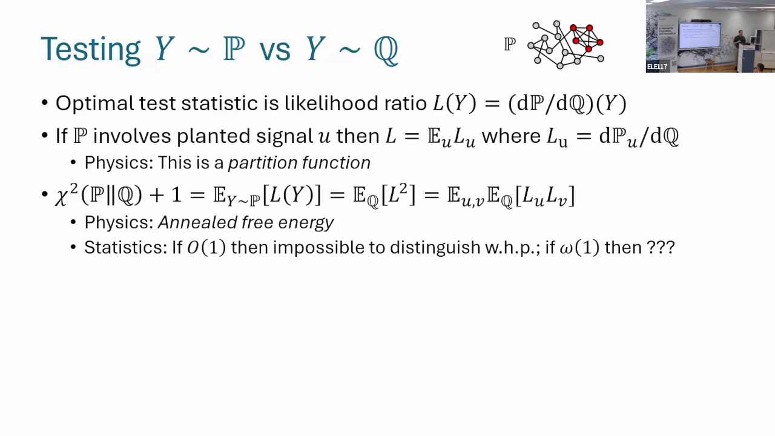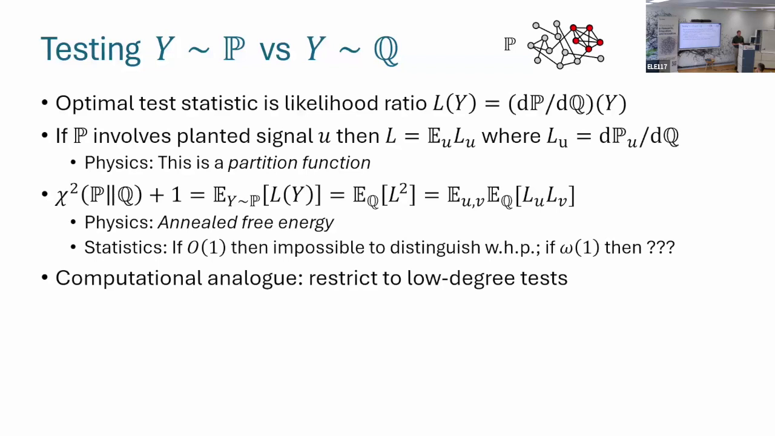So if this chi-squared divergence remains bounded as n goes to infinity, then you're not going to be able to distinguish; there's no high probability distinguisher. On the other hand, if the chi-squared divergence blows up, if it's little omega of 1, tending to infinity, that means it's inconclusive. We don't know either way whether you can distinguish.